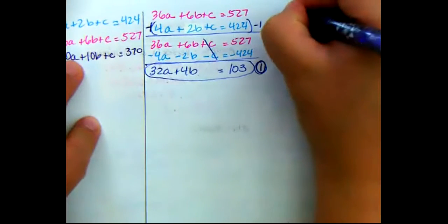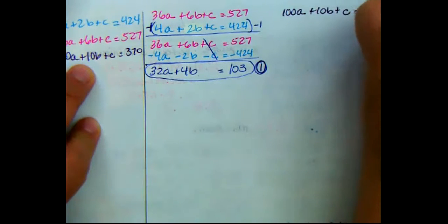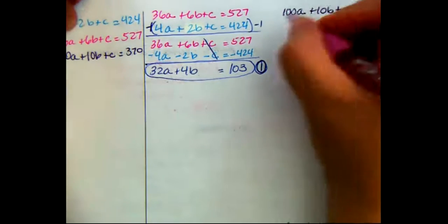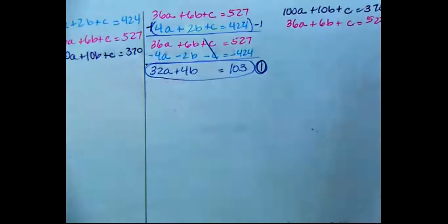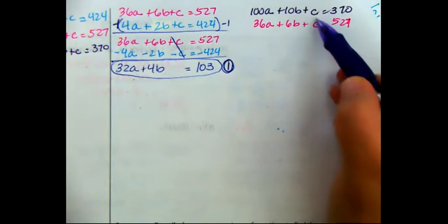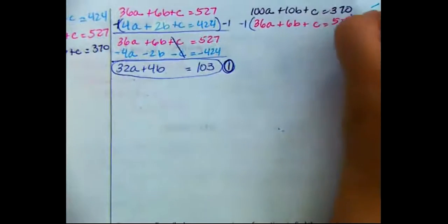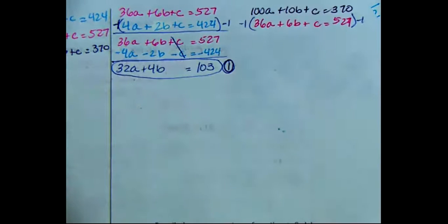So the purple here, we have 100A plus 10B plus C is equal to 370. And then my pink here, I have 36A plus 6B plus C is equal to 527. Again, one of these I'm going to need to change to a negative so I can get that -C in one of them. So I can go ahead and multiply. It doesn't matter which one really. I'm just doing this one because these numbers are smaller than that number.